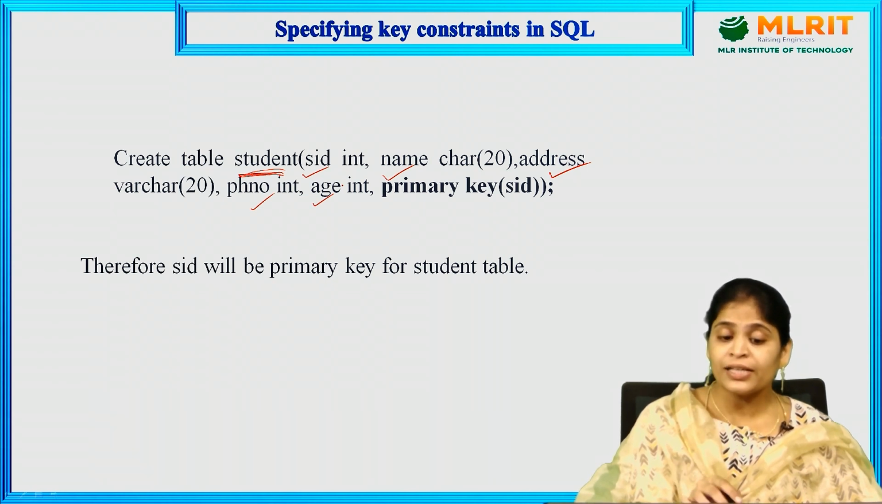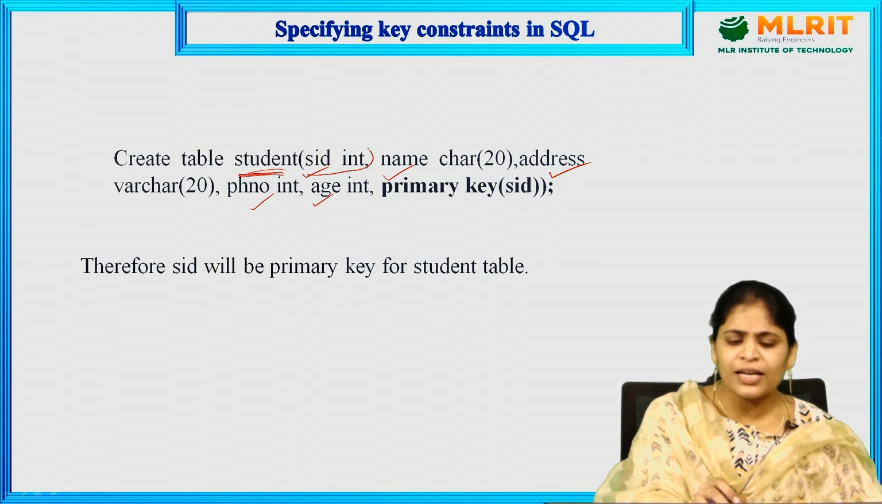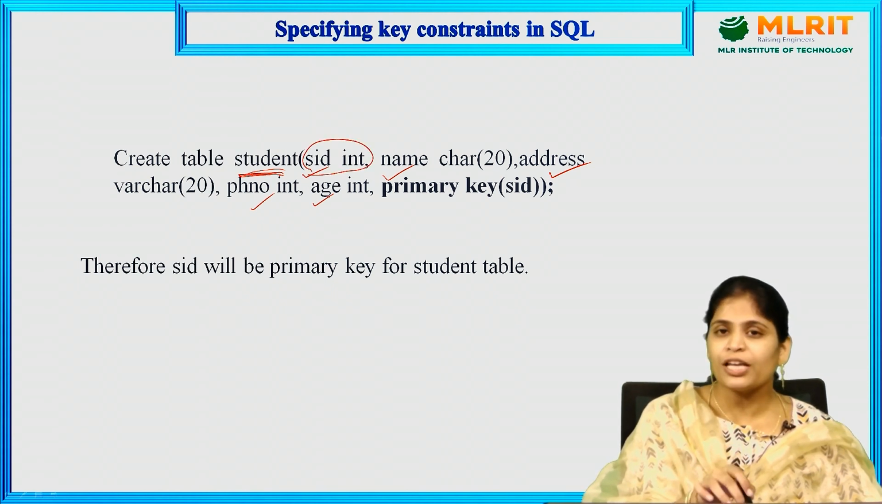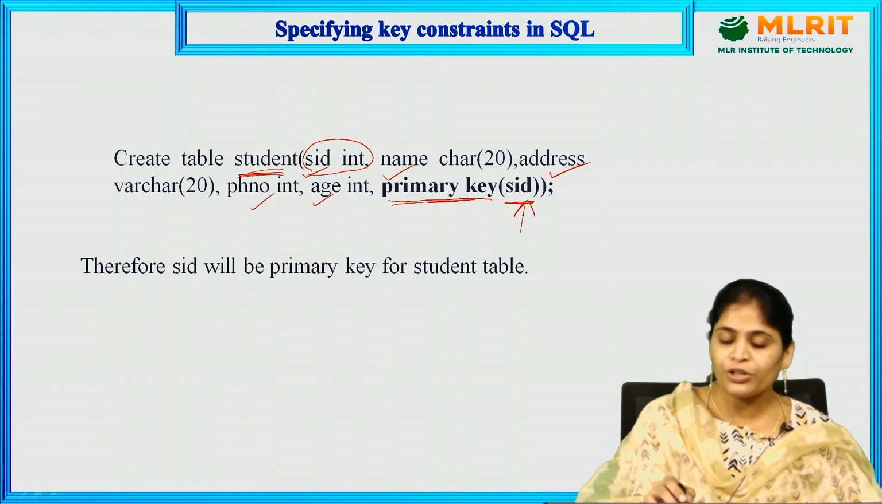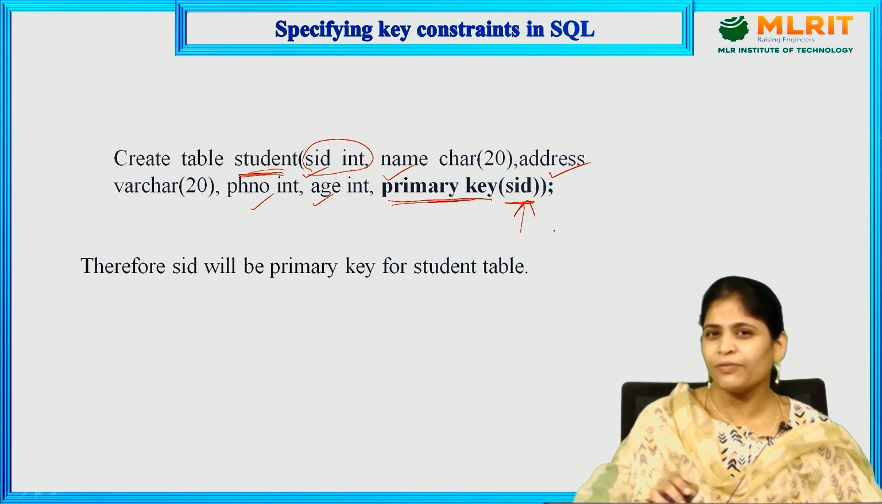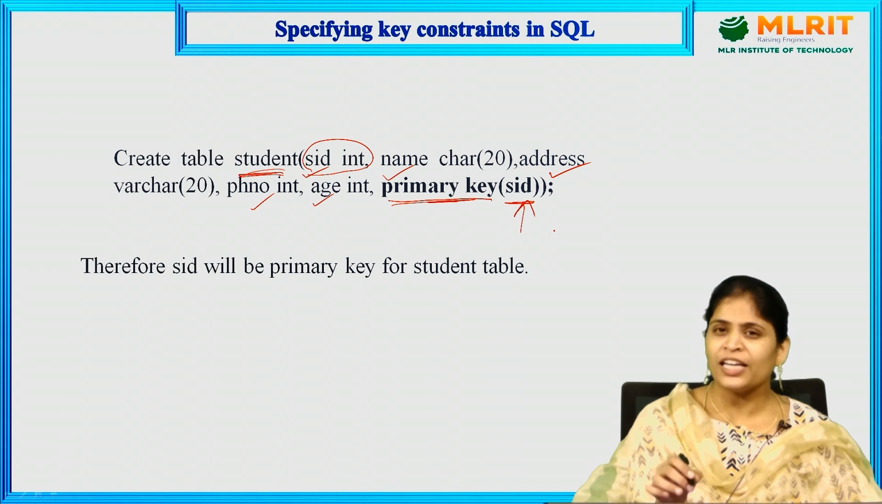And here I am going to consider SID as a primary key. So how can we mention that? Here, comma, primary key of SID. That is, primary key of the column that you are going to represent as a primary key. That means this SID must not contain duplicate values, and this column must not contain null values.